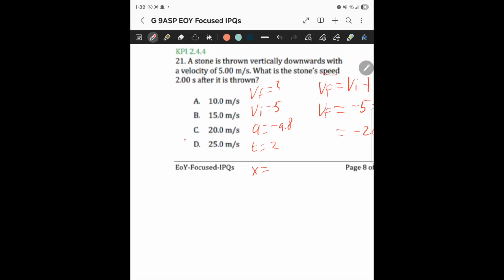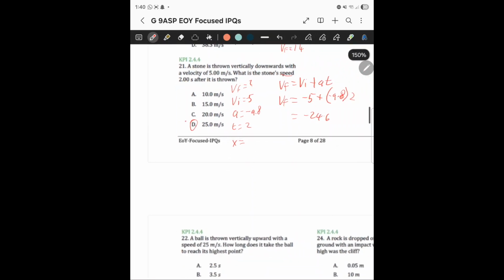Speed is a scalar. Scalar means I don't care if it's negative, and the closest answer is this one. I'm going to stop this video there because it's getting a little bit long. Thank you.